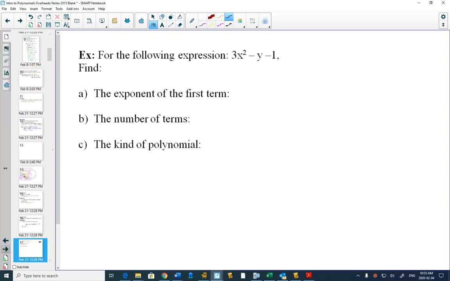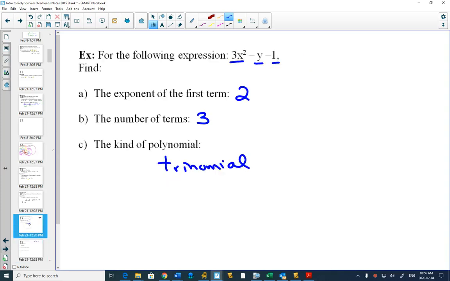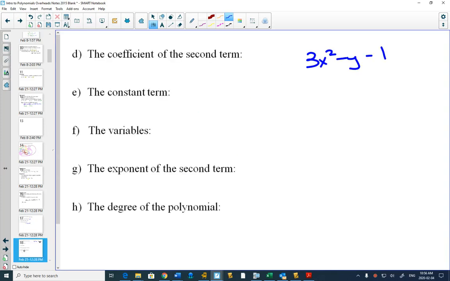The exponent of the first term. Here is our first term underlined in blue. The exponent is 2. How many terms? There's 3 of them. It is a trinomial. Because there's 3 terms. Next up, I'll rewrite it again. We had 3x squared minus y minus 1. Yes, that was what it was.